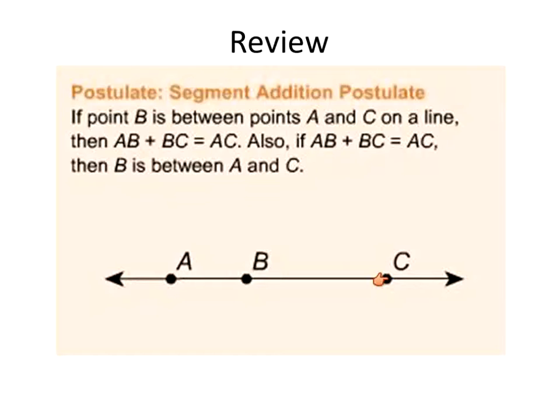And the other thing you know is that if AB plus BC, as we're trying to do, doing that in order as we label things, equals AC, then we know that B has to be between A and C. So it goes both directions there.